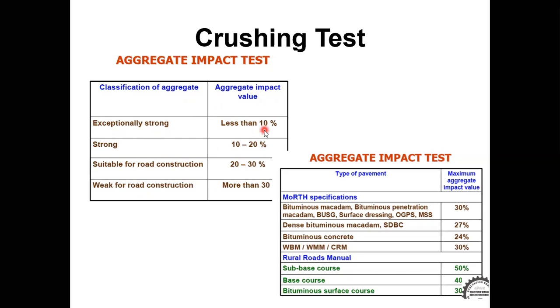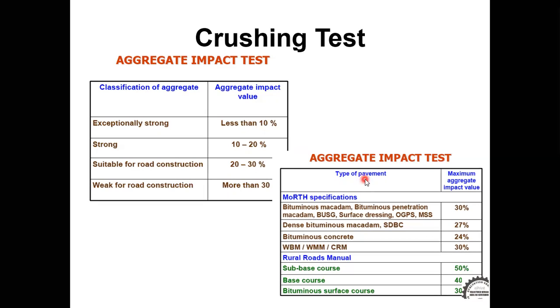If the impact value is less than 10%, then the aggregates are called exceptionally strong aggregates. That means a very small percentage of aggregate got crushed because of the impact. The second one is 10 to 20%, which you call strong. Then 20 to 30% is suitable for road construction. More than 30% is weak for road construction. You can do it like this.